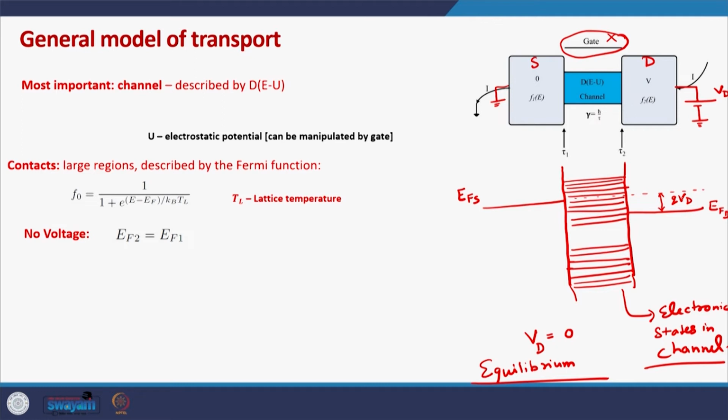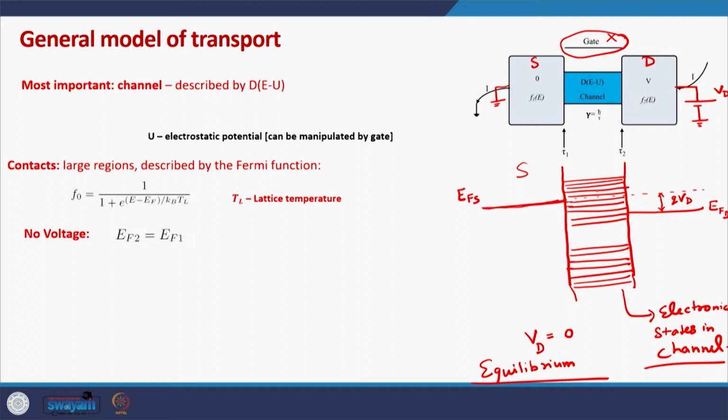Now, what will happen is that this contact, the source contact, will try to bring the channel in equilibrium with itself. What does that mean? That means that it will try to fill all electronic states up to its Fermi level in the channel.